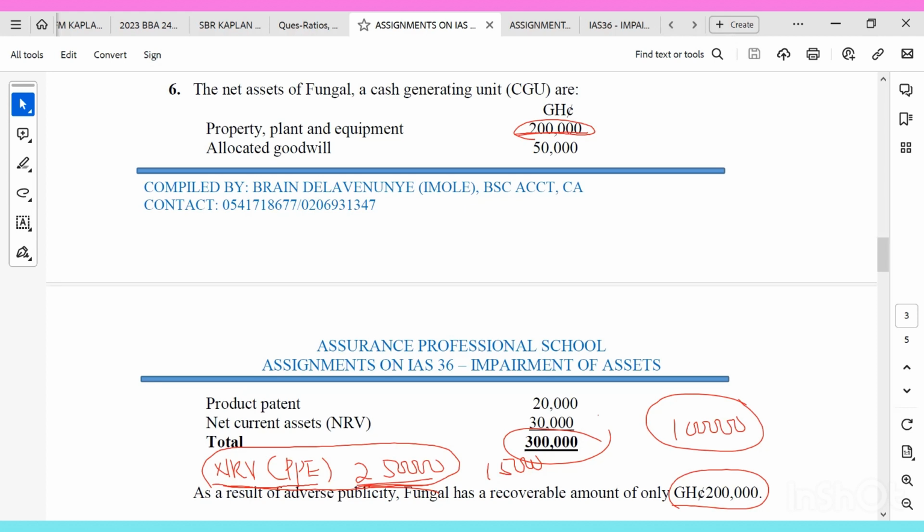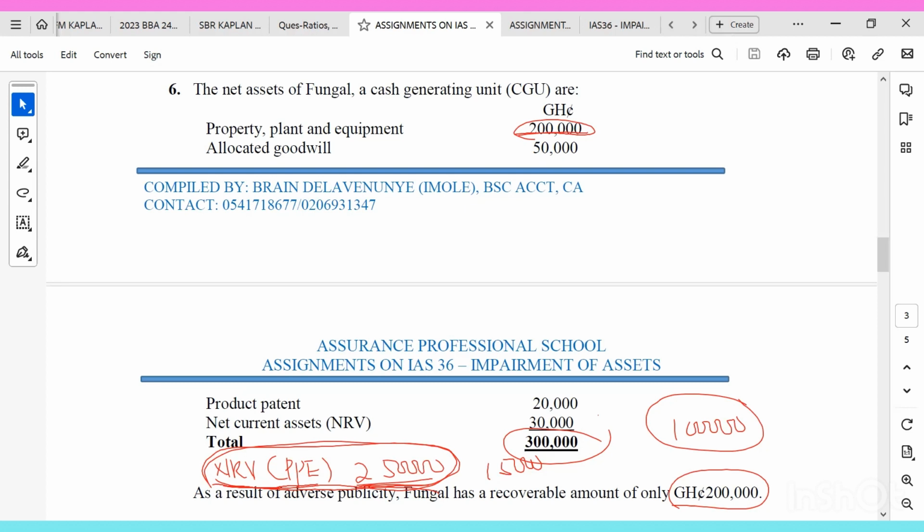So if you are allocating your impairment loss, you exclude the what? The PPE, because there is no reduction in the value of the PPE. The PPE is having a value higher than the what? The carrying value. So there is no impairment on the PPE. That is if the PPE is carried under the cost model.